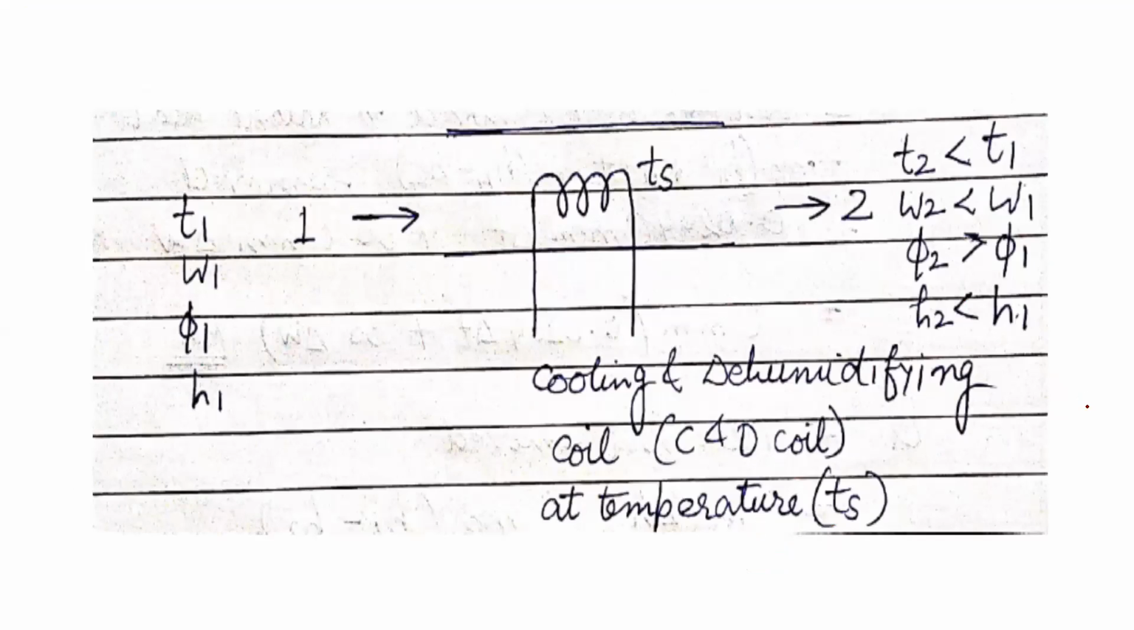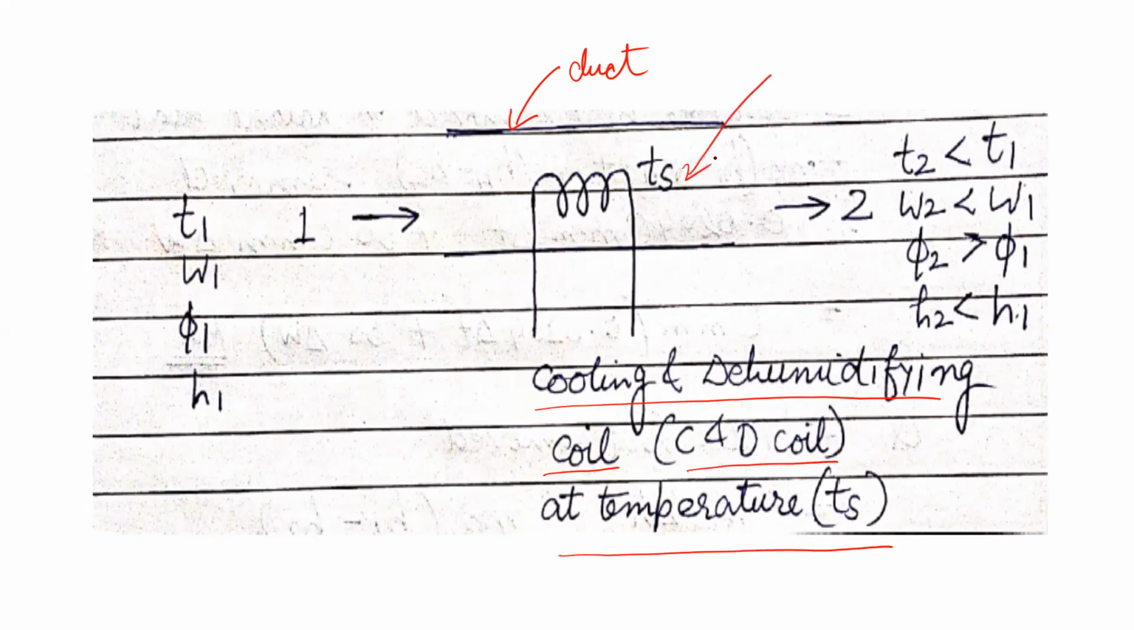Now you can see here we have shown a duct. This is the duct which is carrying a cooling and dehumidifying coil. It is also known as the C&D coil at a temperature Ts. Ts is the surface temperature of the C&D coil. And one thing I would like to tell you is that the temperature Ts is less than T1, and moreover Ts is also less than TD1. TD1 is the dew point temperature of the incoming air stream.